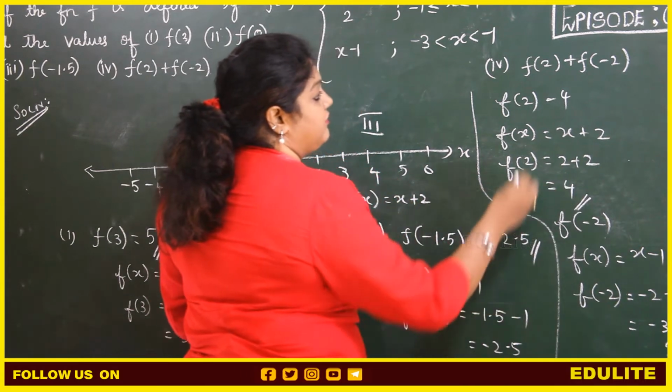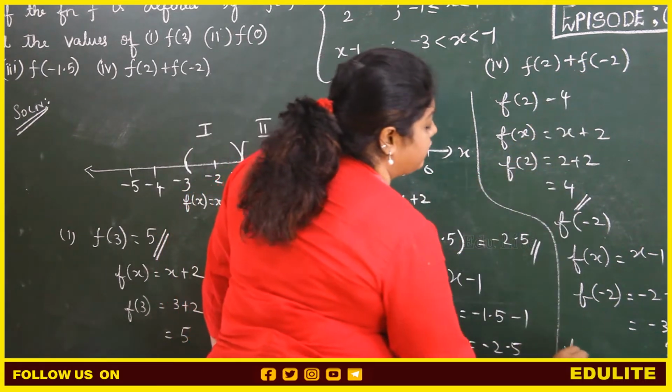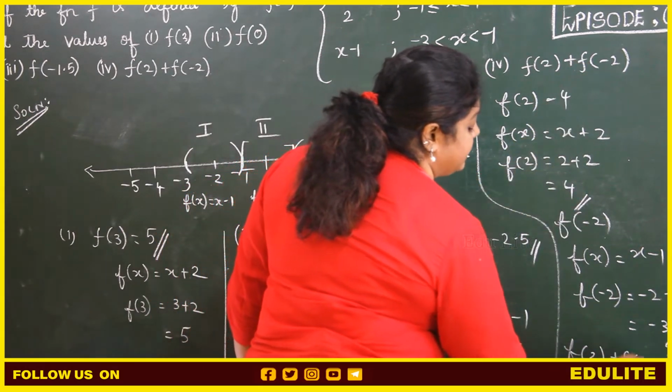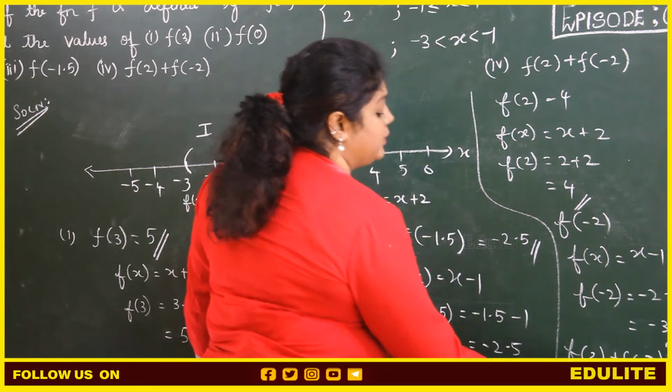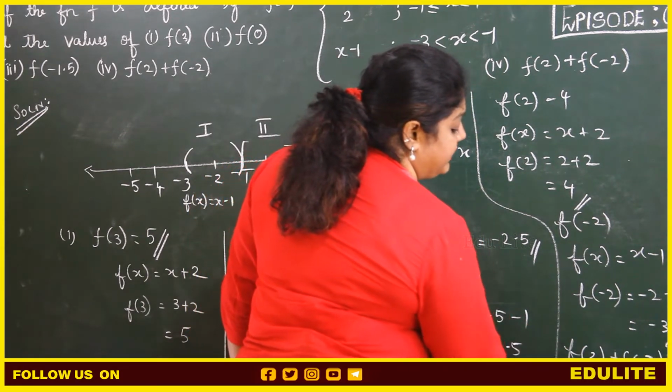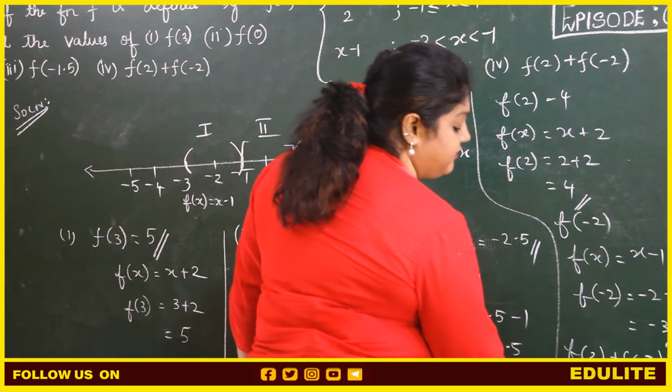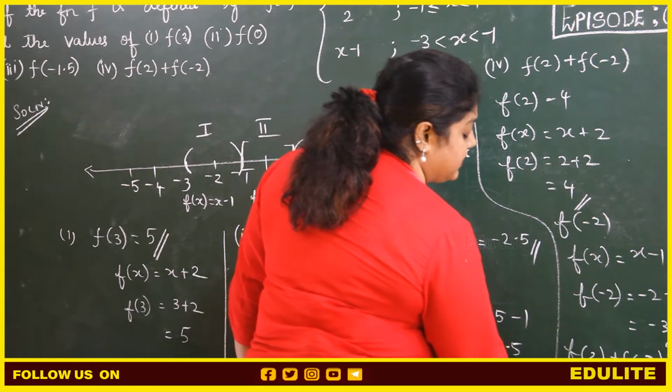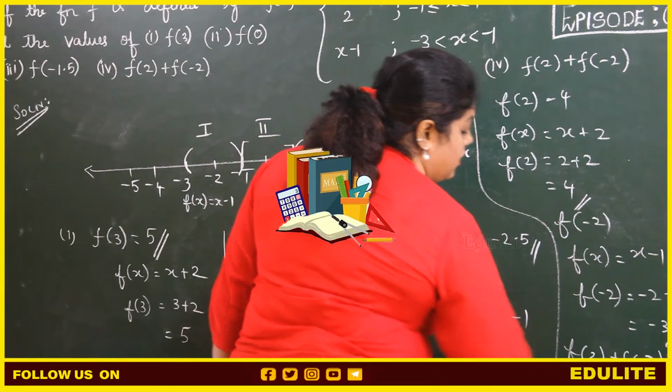Therefore, we have to substitute in this. f of 2 plus f of minus 2. f of 2 value is 4. f of minus 2 value is minus 3. Here we have plus. Plus into minus will become minus, which is equal to 1.